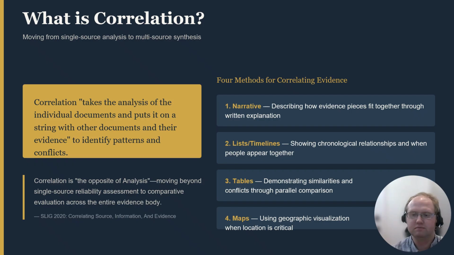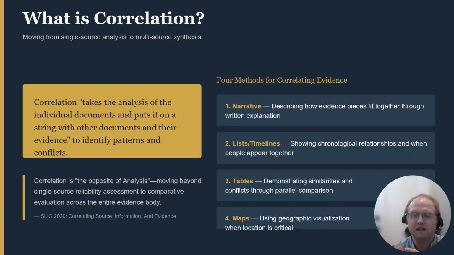So what's correlation? When you do analysis of a document, you examine individual sources in isolation. There are some things you should do with individual records, making sure that they're not inconsistent within the series of records that you find them in, or that they're not out of place. Those are definitely red flags. But correlation is different documents found in different collections. You put them in a string with other documents so you can identify patterns, find overlaps, agreements and also conflicts.